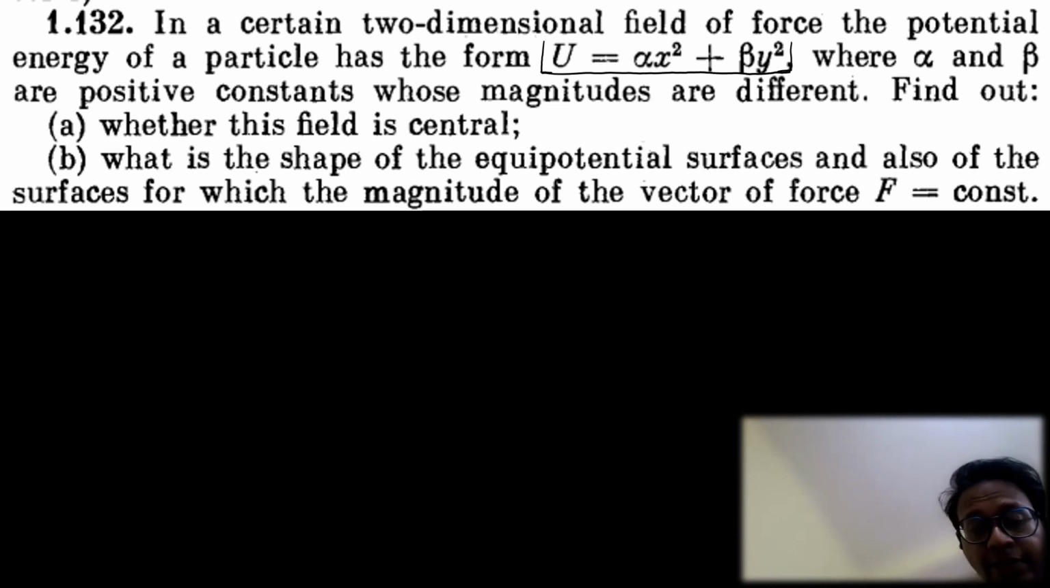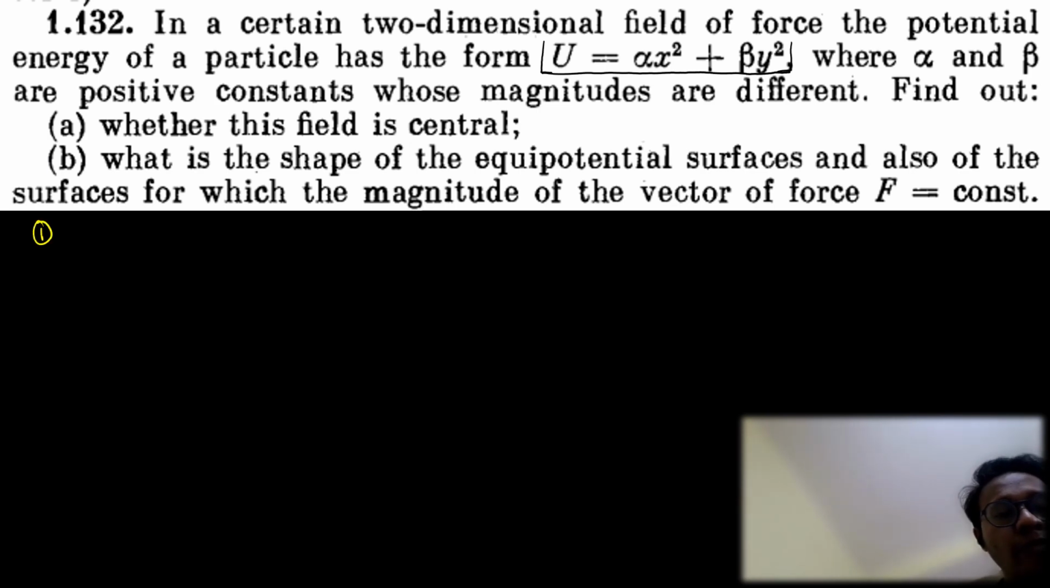The one thing that is different here is that this potential energy is given in two dimensions. The last one was alpha r to the power minus 2 plus beta r to the power minus 1, which is one dimensional in nature. But here our potential energy is two dimensional in nature, x axis and y axis. So how do I convert this potential energy to force?